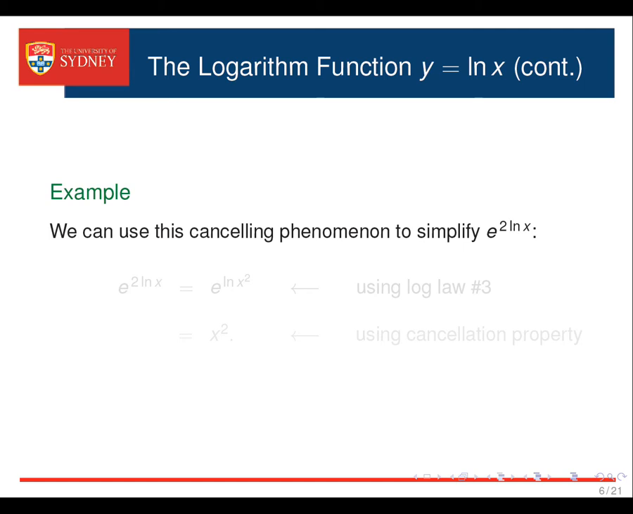We can use these cancelling properties to help simplify algebraic expressions involving logs and exponentials. Consider the example e to the power of 2 log x. Using the third log law in reverse, we can make the 2 jump inside the log. Then using the fact that the exponential and log functions cancel each other out, the entire expression simplifies to just x squared.